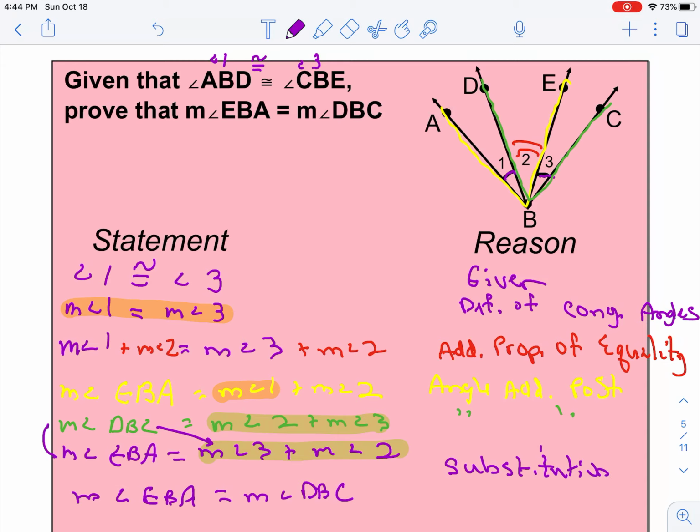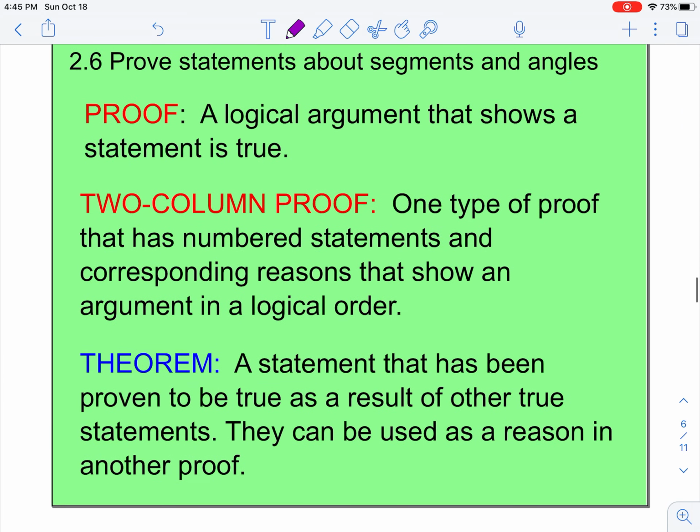So I'm trying to do proofs with you so that you get the hang of it. But this is kind of our beginning of two-column proofs. So a proof is a logical argument that shows a statement is true. A two-column proof is just one type of proof that has numbered statements and corresponding reasons. So we have statements, we've been working on that. And then we have reasons, and we put them in a logical order and we number them. So each one will have a corresponding number.